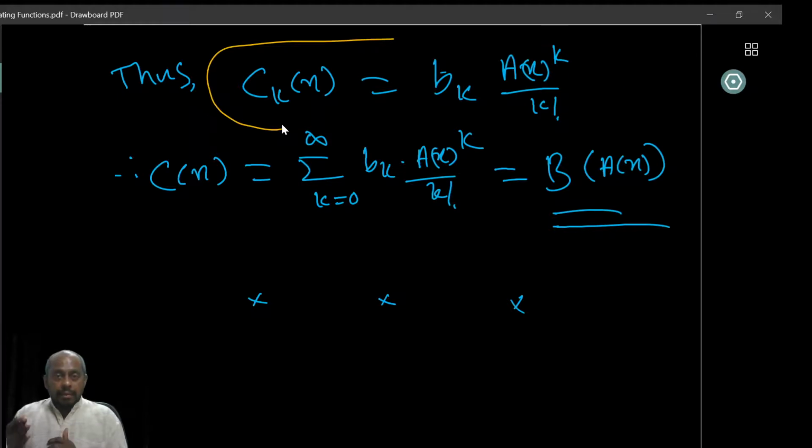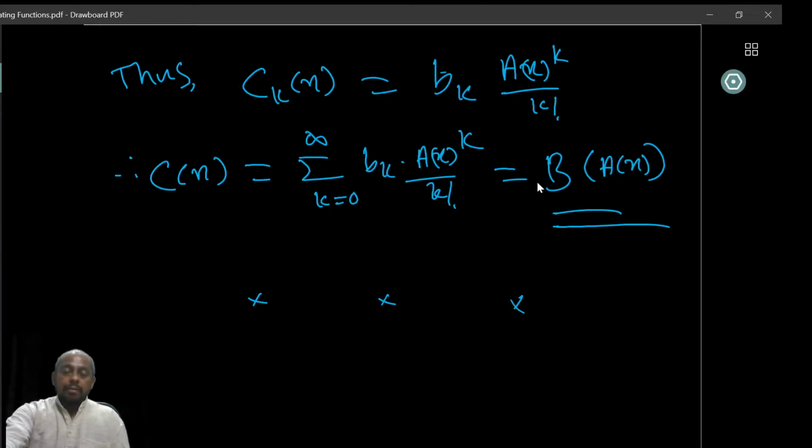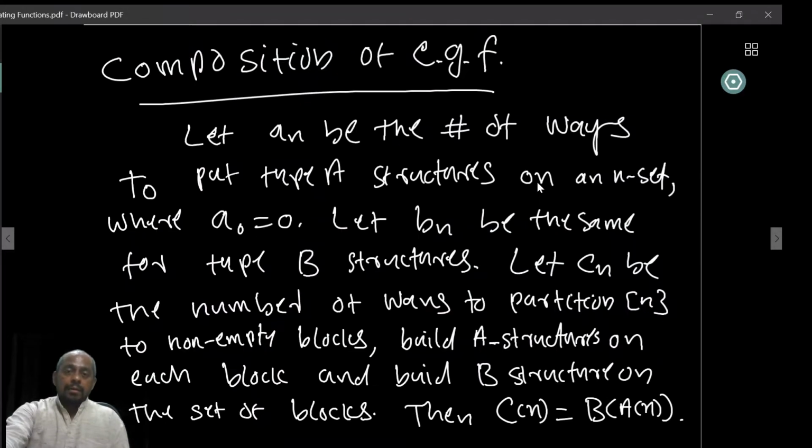So now that is for any fixed k. So we sum over all possible k, k equal to 0 to infinity, b_k into a(x) raised to k by k factorial, which is basically substitution of a(x) into b, because b is summation b_k into x raised to k by k factorial. You just substitute for x with a(x), and I will get b of a(x). So therefore we get the composition formula.